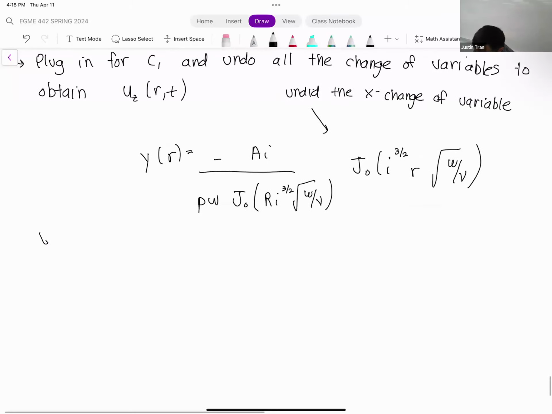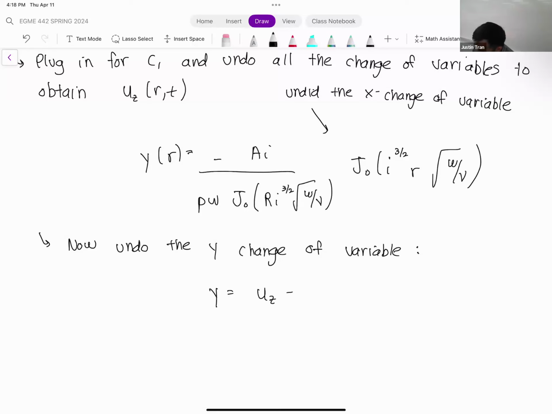Now let's undo the y change of it. We know that y is defined like this: y is equal to uz minus a over I rho omega. And so if we solve this for uz, we see that uz is equal to y plus a over I omega rho.